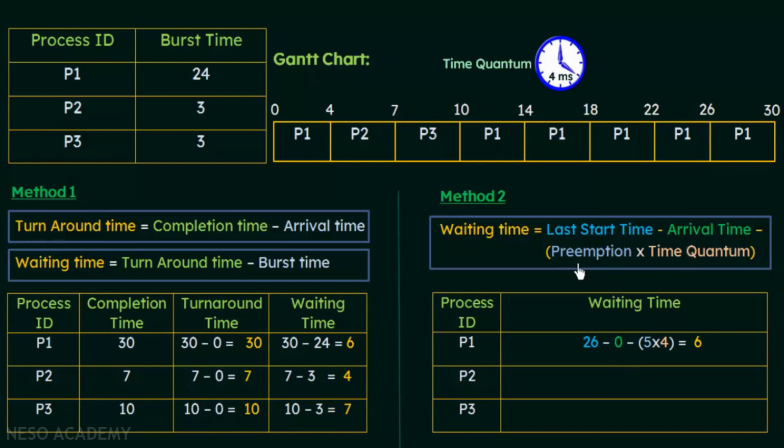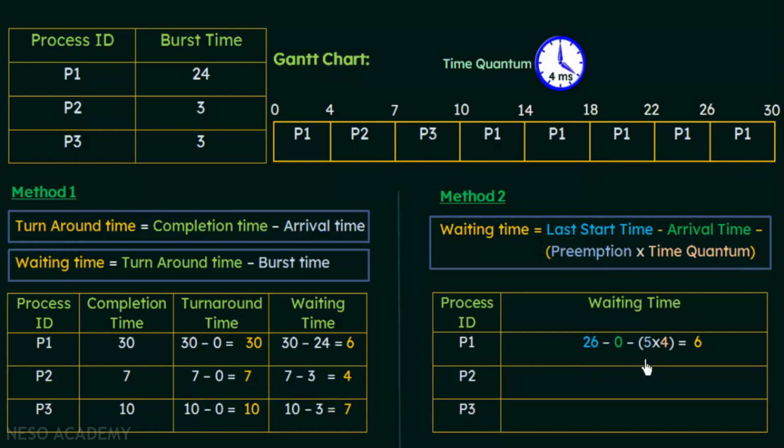Then from there we have to subtract preemption into time quantum. So how many times did P1 get preempted? I just showed you that it got preempted 5 times. So 5 into the time quantum, which is 4 milliseconds. So what is the value that we'll get here?